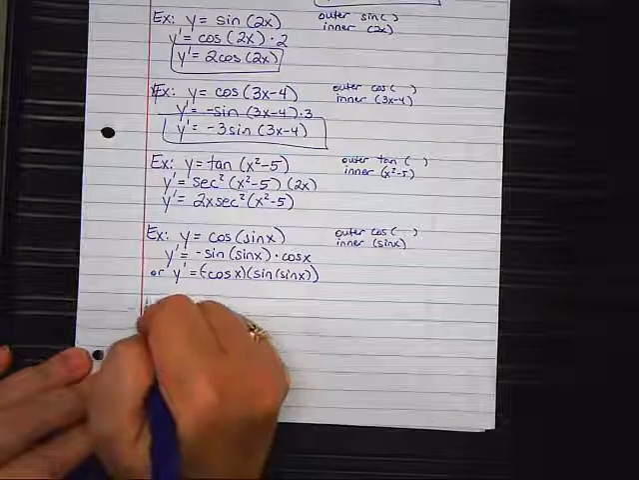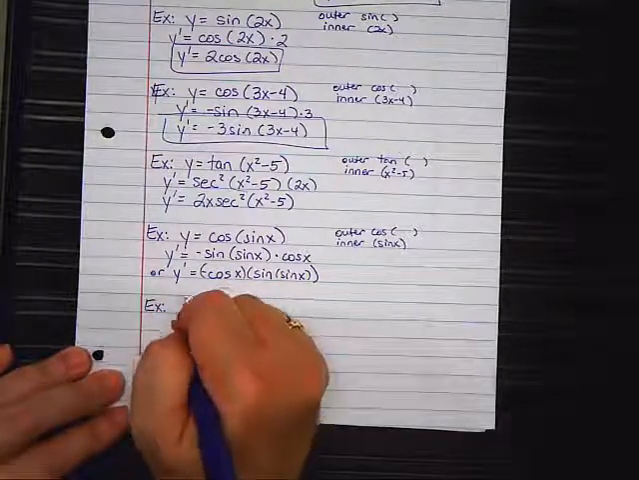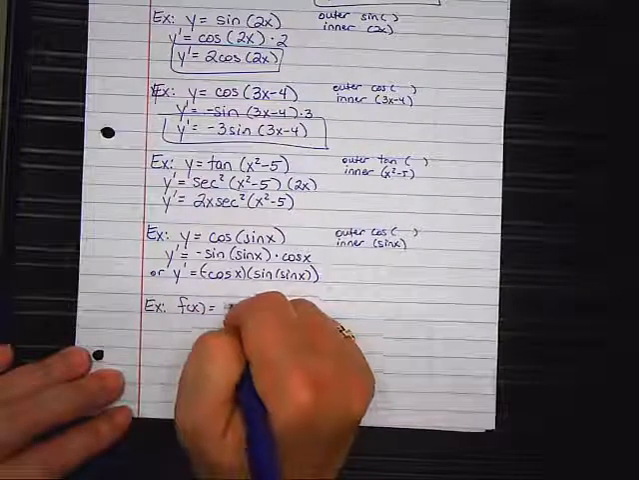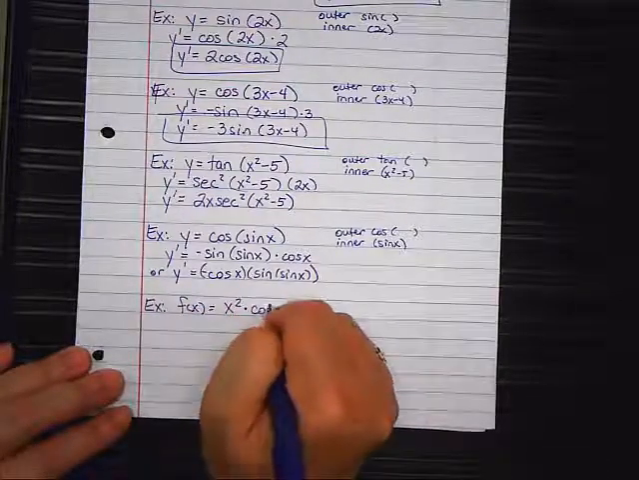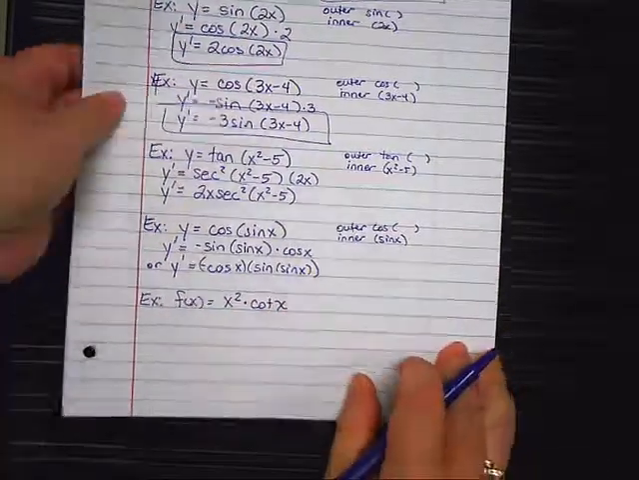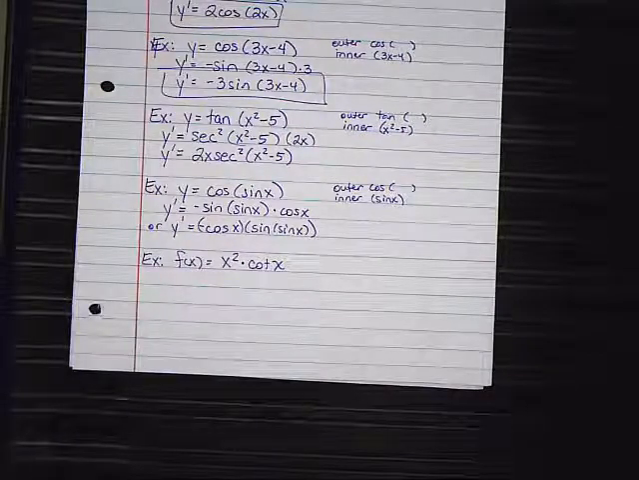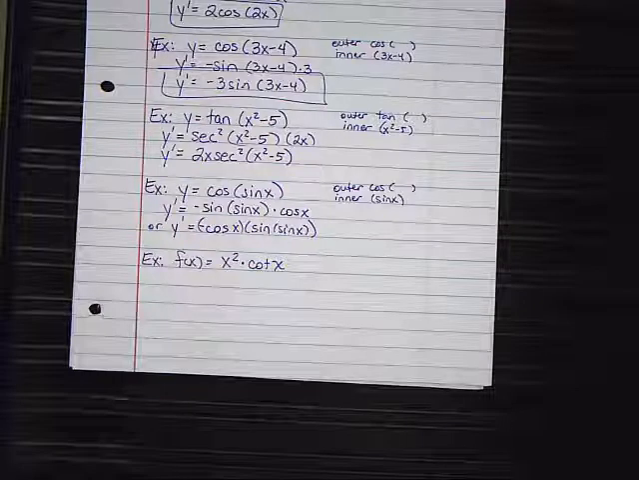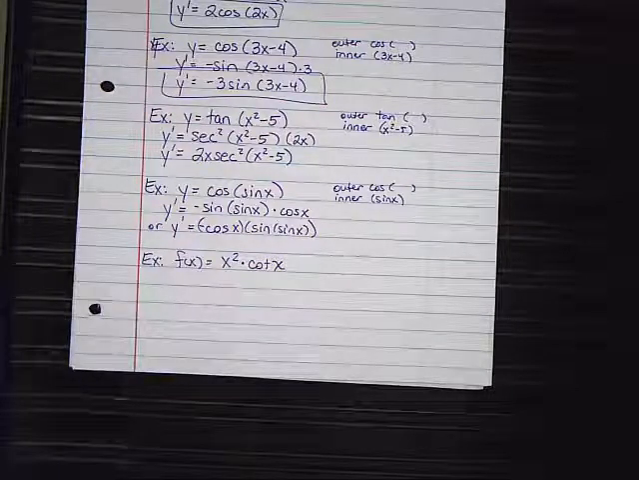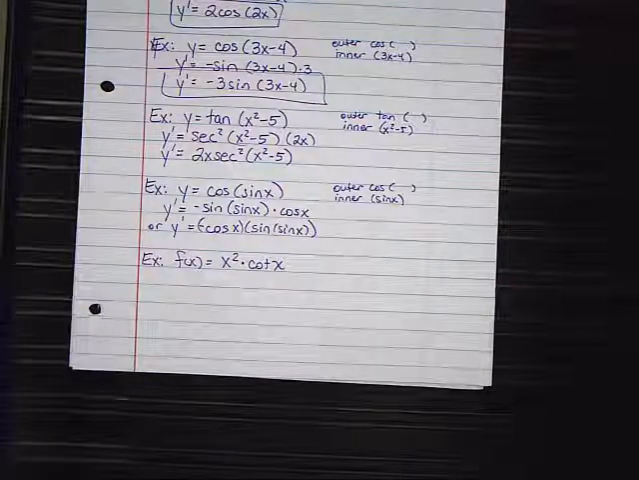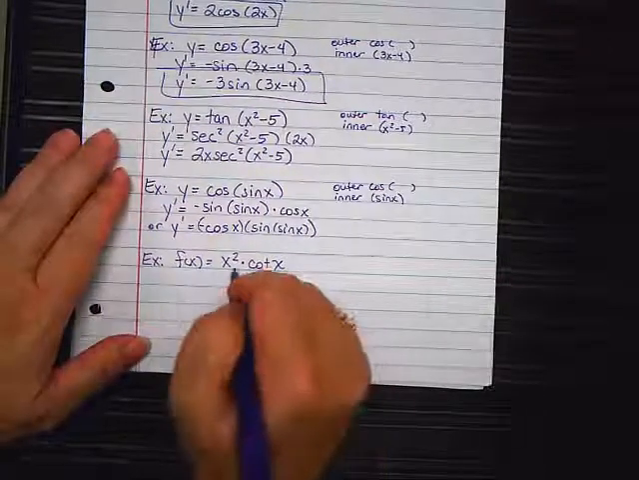All right. Two more problems, and I'm going to do them rather quickly. f of x equals x squared times cotangent of x. Is that product rule? Yes. One is not inside the other. They're just side by side, and they're multiplied. So we have to do 1d2 plus 2d1.